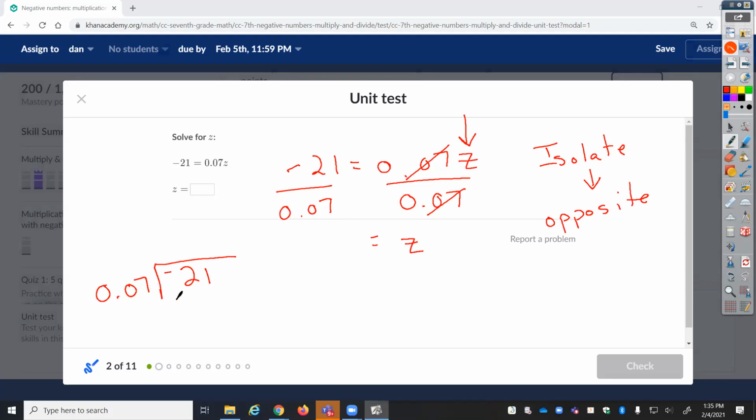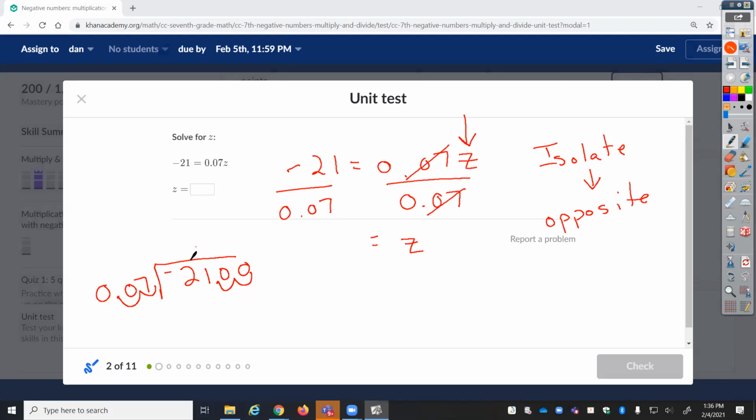0.07. Well, if this is the case, we understand that if we have 21 divided by 0.07, we have to move the decimals over here in order for us to go ahead and divide it. So this will be moved twice, 1, 2, and the decimal here is located right in the back. So we'll move it 1, 2. So it's actually 7 divided by 2,100.